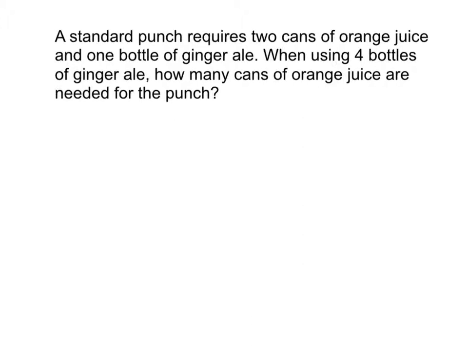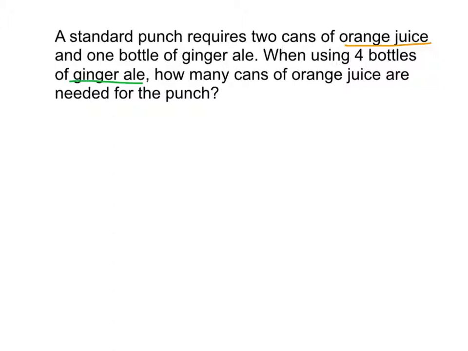Now, because we're going to solve this problem by graphing, we have to think about whether or not there is a relationship between two quantities in this question. Well, let's look at the question. What are the two things that are being compared? We're looking at cans of orange juice and bottles of ginger ale. Do you think there's a relationship between the two? Of course, because in order to make the punch, we need to add orange juice and ginger ale.